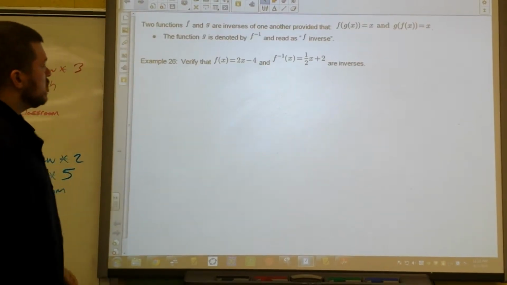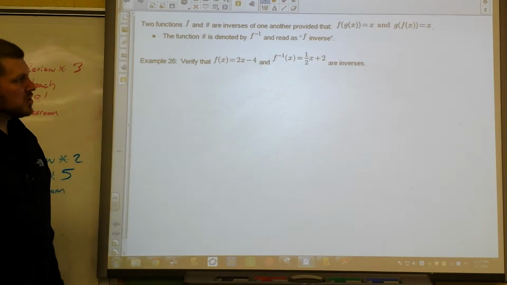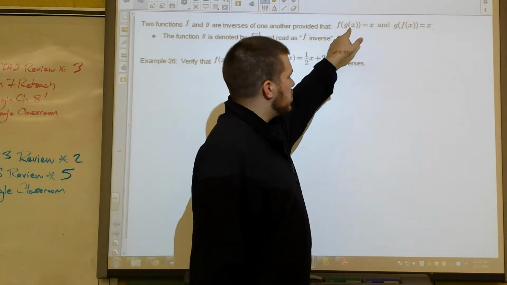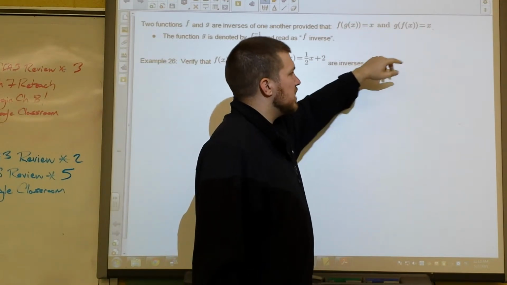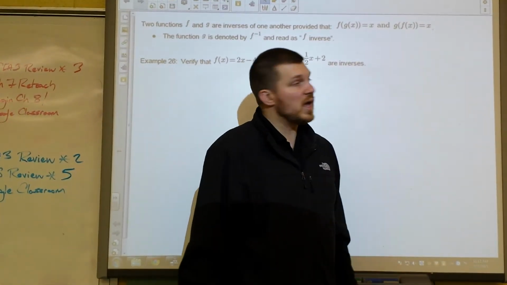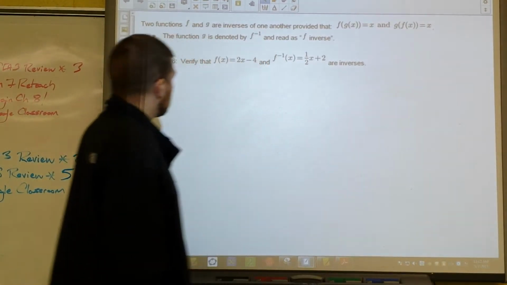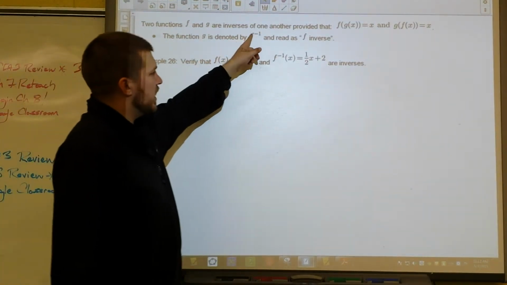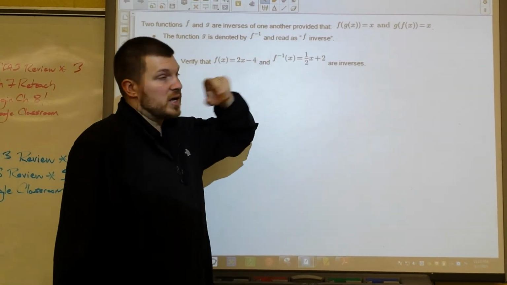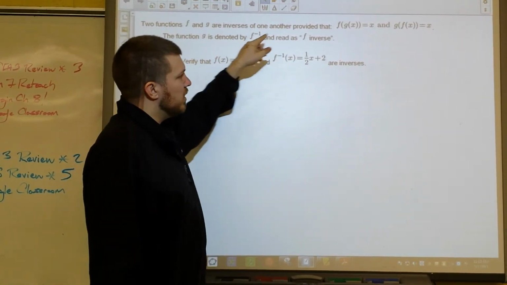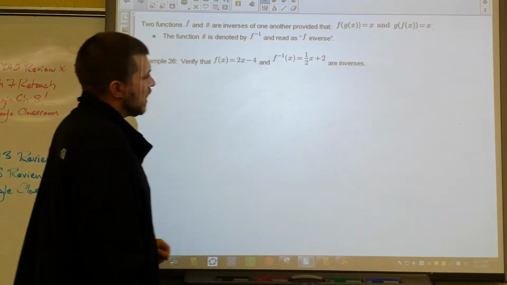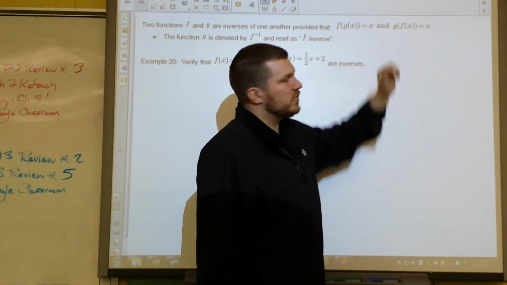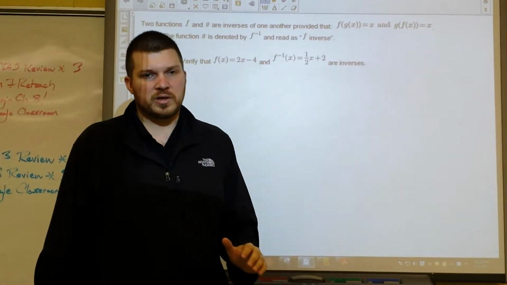Two functions f and g are inverses of one another, provided that when we compose the functions, f of g of x is equal to x, and also g composed with f of x is equal to x. When the function g is denoted by f to the negative 1, that's read as f inverse. So if you see this f to the negative 1, we call it f inverse. Now, this composition, f of g of x and g of f of x, is something you should have learned in an earlier class.